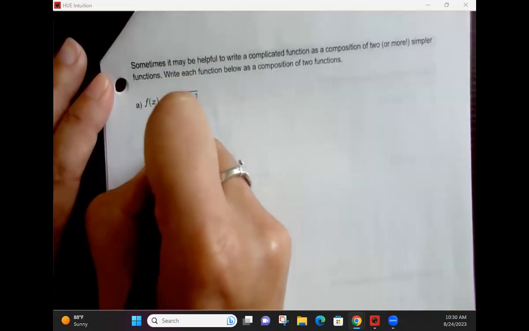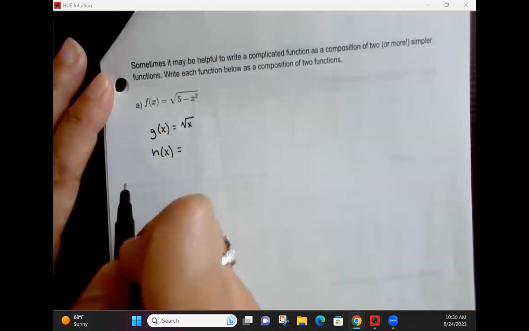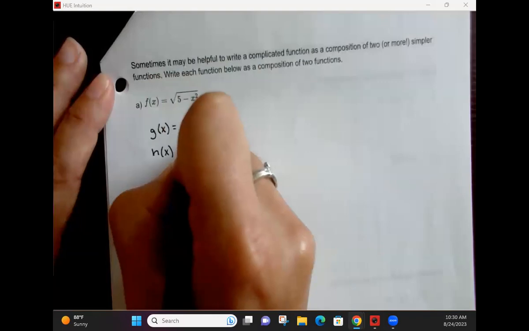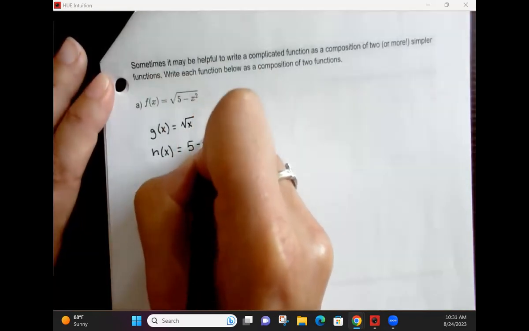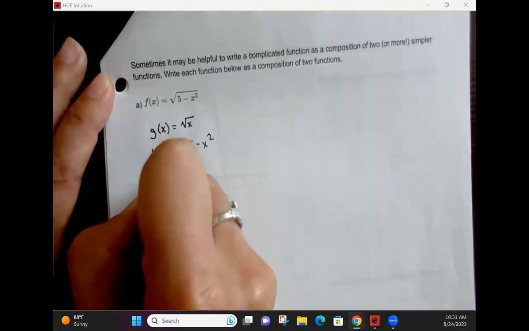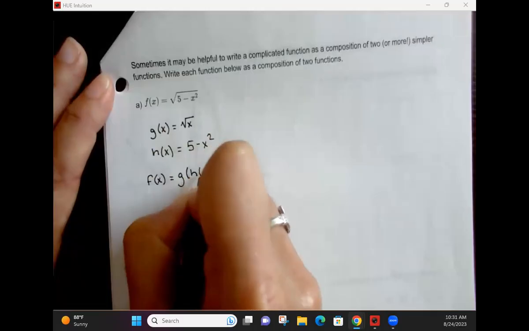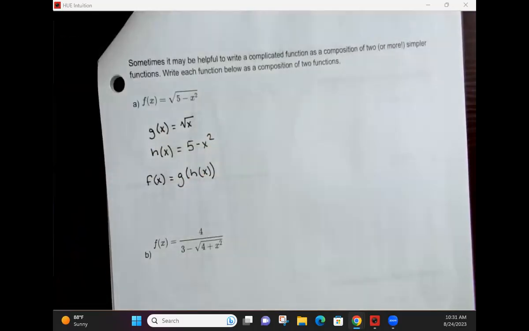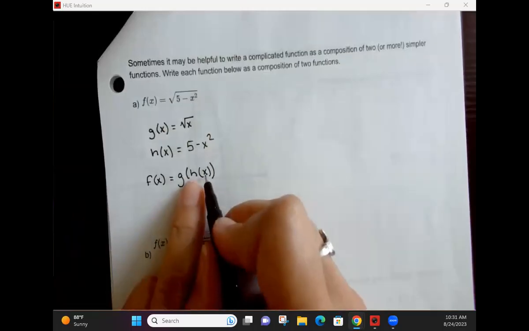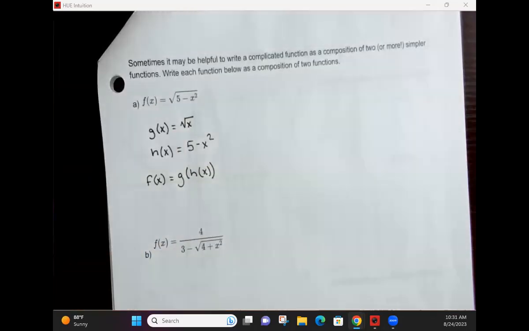And then I could write a function, I'm going to call it h of x, as long as we're not using f, which can't be the name of the original function. I could write a function h of x that's 5 minus x squared. And then I can say that f of x is just a composition of those two functions. It would be g of h of x, because I would take h of x and plug this in for x in g, and then that would get me f of x. Okay. It's called decomposing functions.